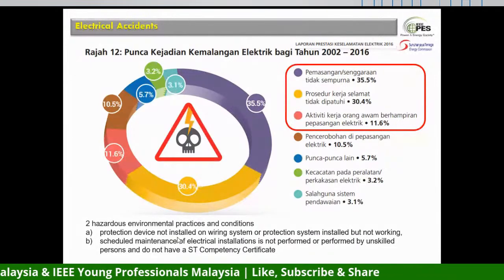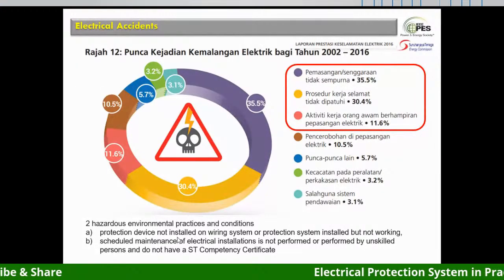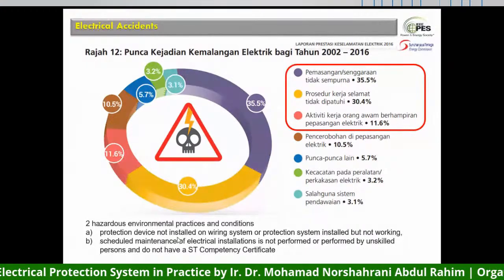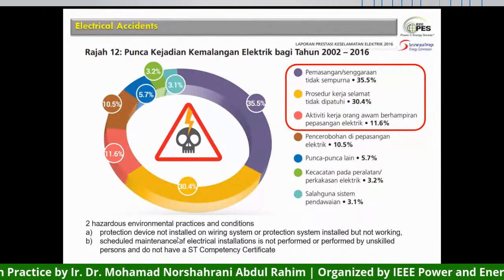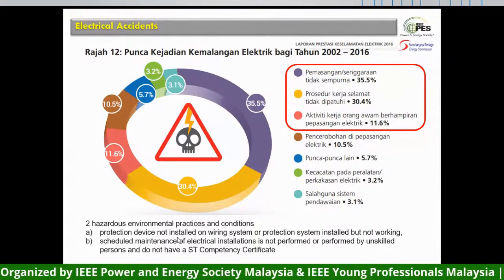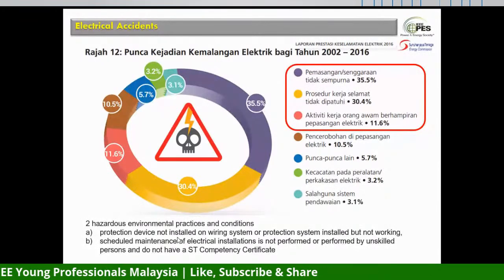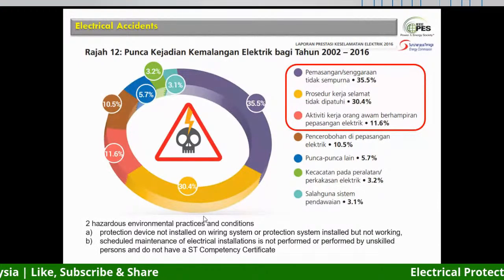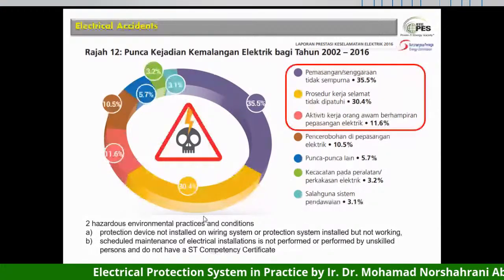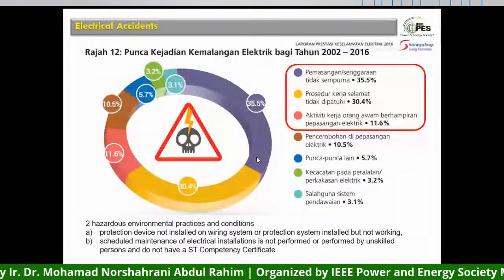And then the second main issue is that the scheduled maintenance for the electrical installation is not being performed, maybe due to poor management or economic issues. And even though maintenance is scheduled, unfortunately the person who does it is unskilled, or is not a competent person. They don't have any competency certificate from the Energy Commission. So these are the two issues that happen in the industry. Even though we're talking about regulations and enforcement, these are two main issues that those in the industry need to consider, whether it's poor management or less awareness of these issues.